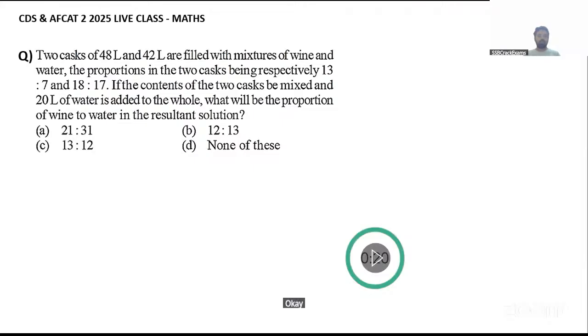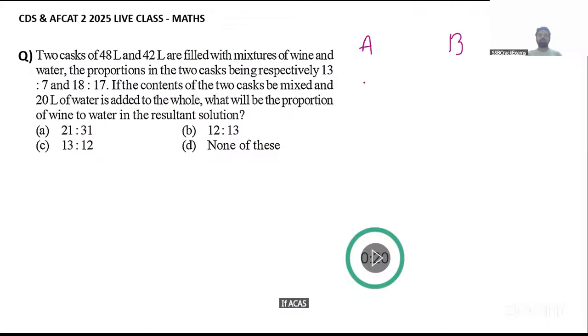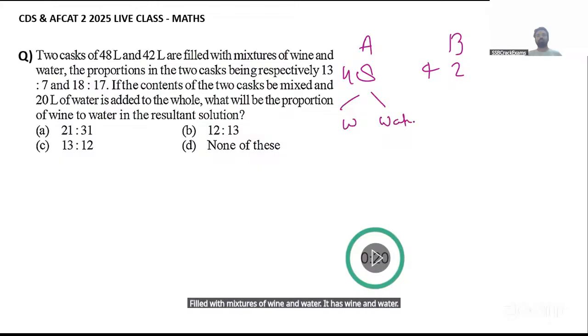Okay, two casks of 48 liter and 42 liter are filled with mixtures of wine and water. The proportion in the two casks being respectively 13:7 and 18:17. If A cask and B cask, one is 48 liter, another is 42 liter, are filled with mixtures of wine and water, it has wine and water.